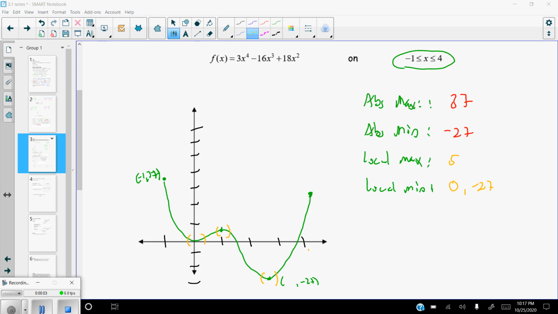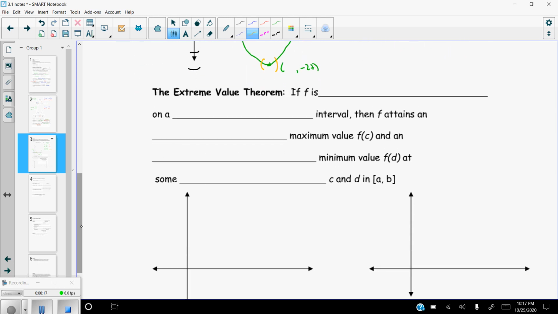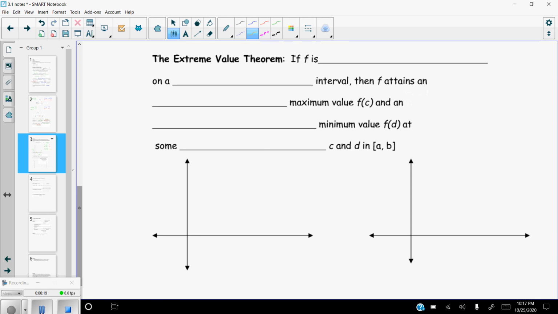All right, so this is 3.1 video 2. So we've been talking about the idea of absolute and relative maximums and minimums. Now that we kind of have an idea what those are and how to find them, we're going to talk about this thing which is called the extreme value theorem. Kind of is exactly what it says. We're talking about extreme values, so we're talking about maximums and minimums. It's a theorem that deals with that. And here's what it says.